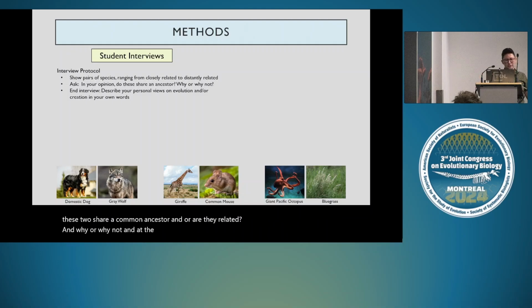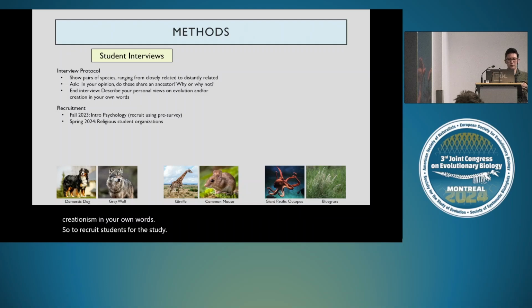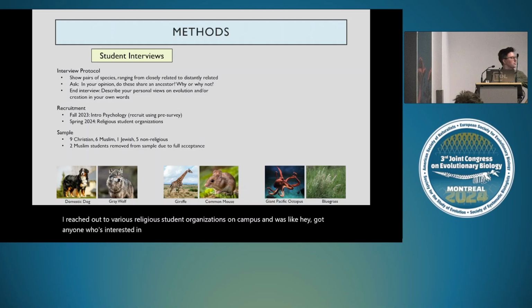And at the very end of the interview, after we finished comparing the species, I would ask them, okay, now describe your personal views on evolution and or creationism in your own words. So to recruit students for the study, I first recruited from an intro psychology course by using a pre-survey to find relevant students, and then to increase the religious diversity of my sample, I reached out to various religious student organizations on campus and was like, hey, got anyone who's interested in participating? And after both of these rounds, I got a sample of 9 Christian, 6 Muslim, 1 Jewish, and 5 non-religious students. The non-religious students just kind of slipped in.